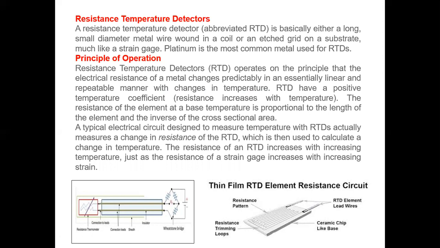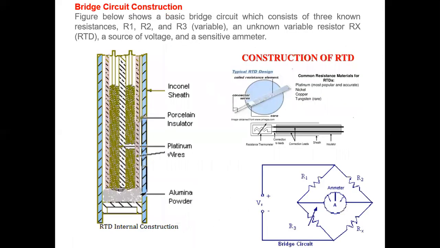Now we see the principle of operation. RTD operates on the principle that the electrical resistance of a metal changes predictably, in an essentially linear and repeatable manner, with changes in temperature. RTDs have a positive temperature coefficient. The resistance of the element at a base temperature is proportional to the length of the element and inversely proportional to the cross-sectional area. A typical electrical circuit designed to measure temperature with the RTD actually measures the change in the resistance of the RTD.